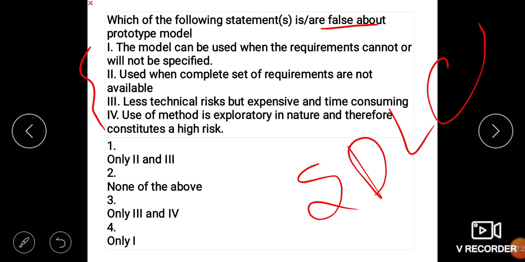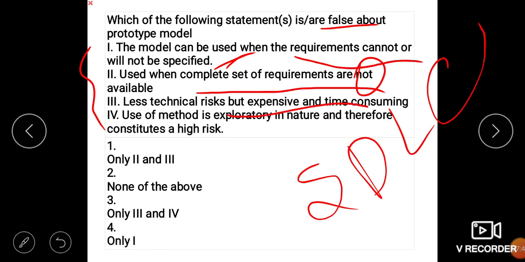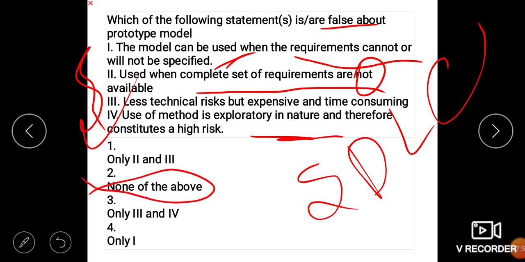In the prototyping model, the model can be used when the requirements cannot or will not be specified. This is true. It is used when a complete set of requirements is not available, and has less technical risk but is expensive and time consuming. And then the fourth is use of method exploratory in nature and therefore contagious, high risk. All of these are the features of the prototyping model. So option 2, that is none of the above, is correct.